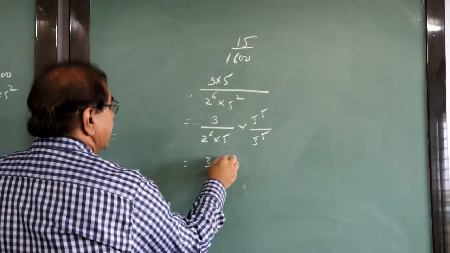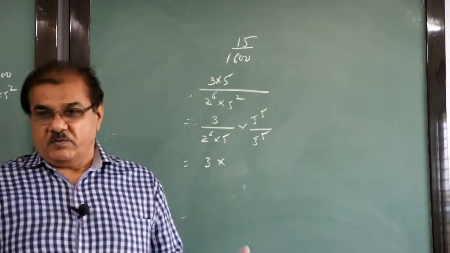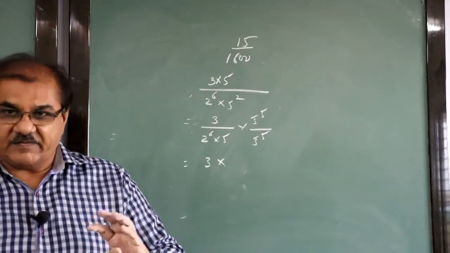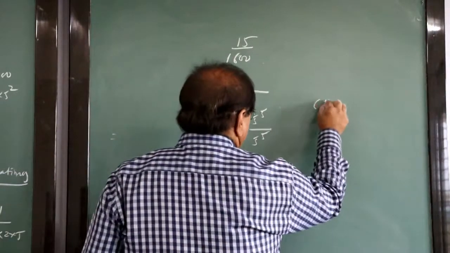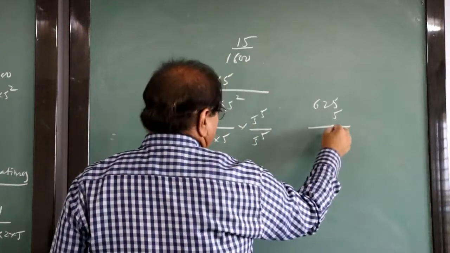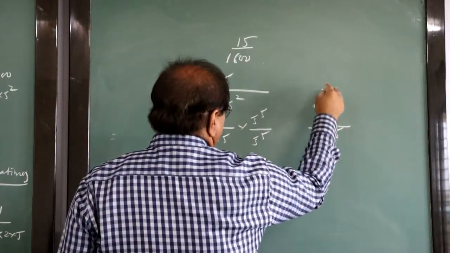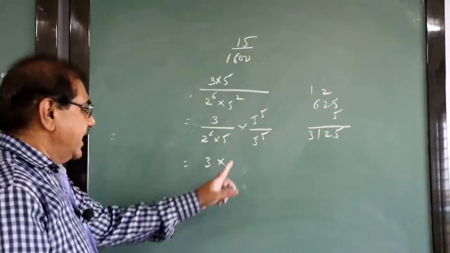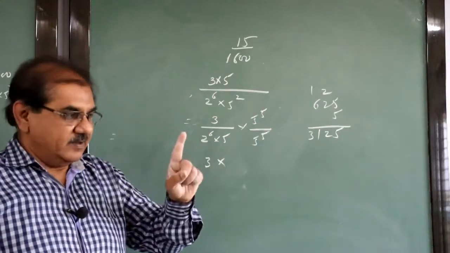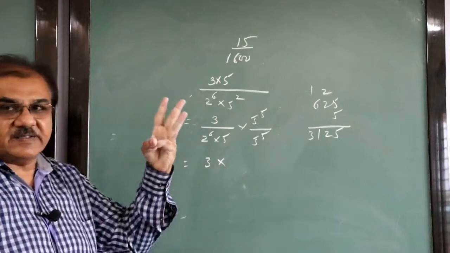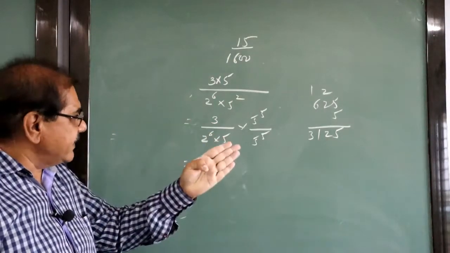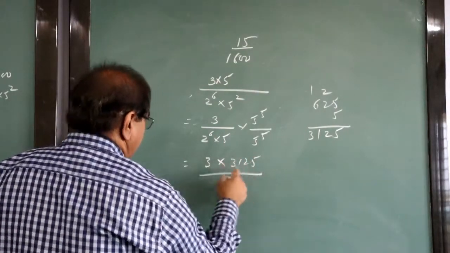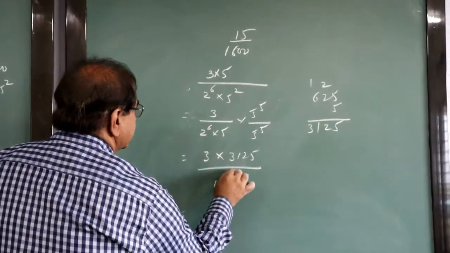So it is 3 multiplied by 5 raised to 5. What is 5 raised to 5? 5 5s are 25, 25 5s are 125, 125 5s are 625, and 625 5s are 3125. Upon 5 2s are 10 raised to 6.